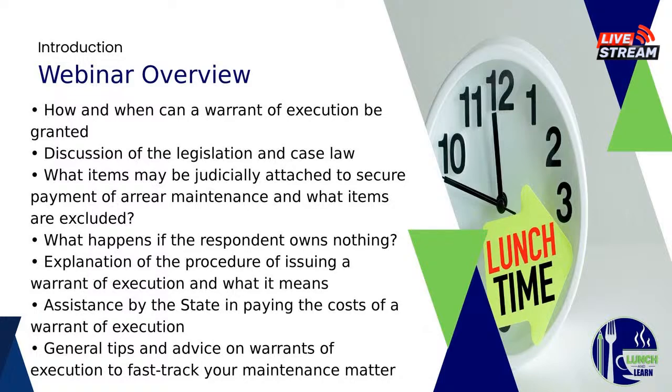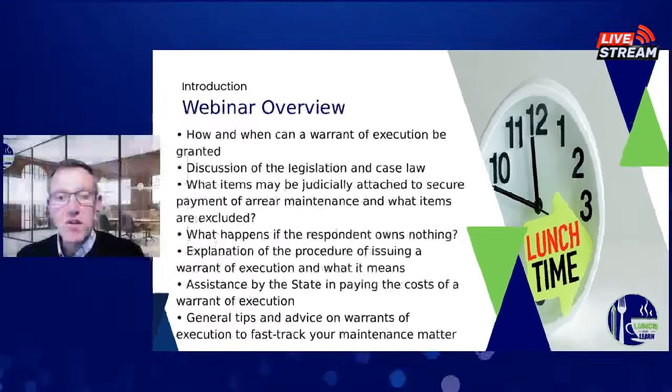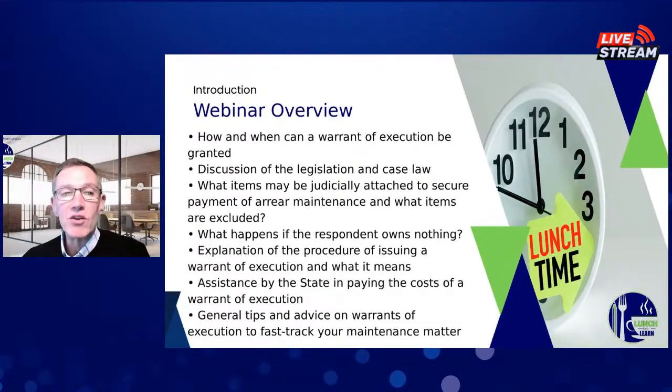We will also ask the question, what would happen if the respondent owes nothing or owns nothing to attach? And just give you a rundown on the explanation of the procedure that needs to be followed in order to obtain a warrant of execution. We will also be discussing the issue regarding costs and the assistance by the state of paying for the warrant of execution, as well as a couple of general tips on how you can fast track your maintenance matter regarding the issue of a warrant of execution, as well as an attachment order.